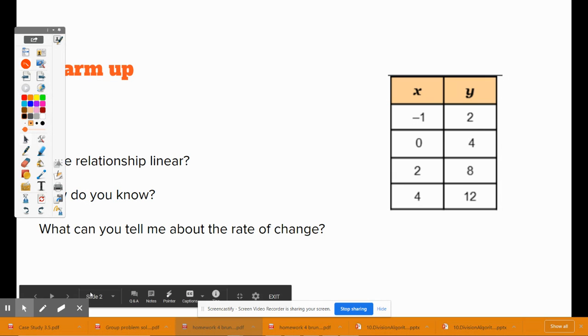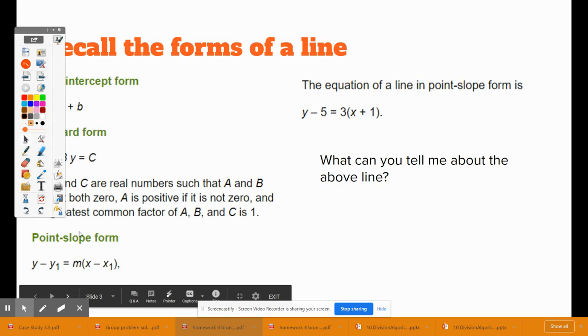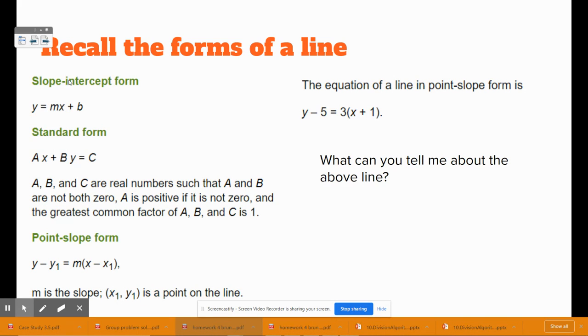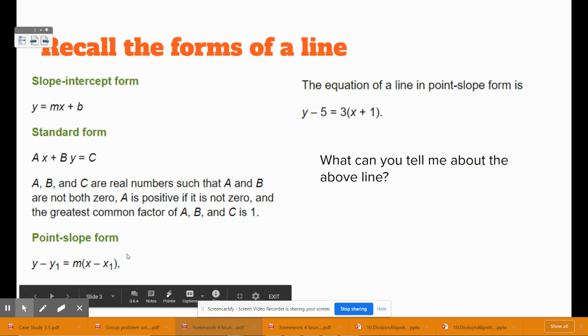So here we go to the next slide. Okay, so this is from yesterday or whenever you last saw me. These are the forms of a line. We have slope-intercept form. We have standard form, which was a little bit different, we said this time, and point-slope form. Okay, so those are our forms.